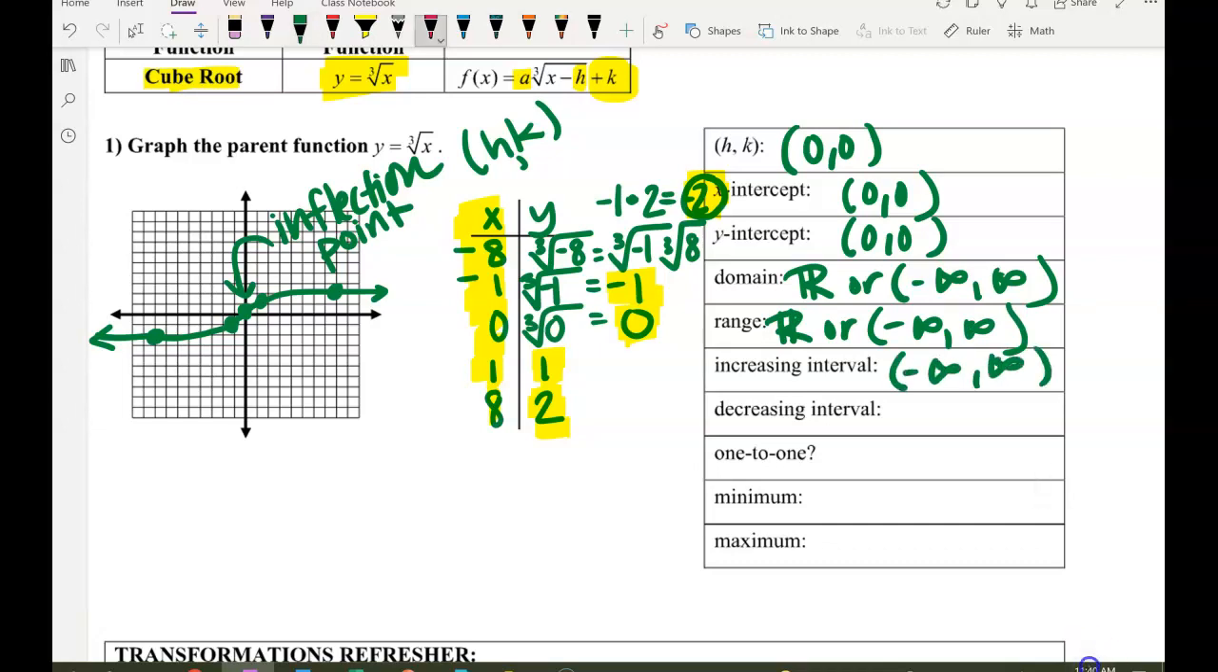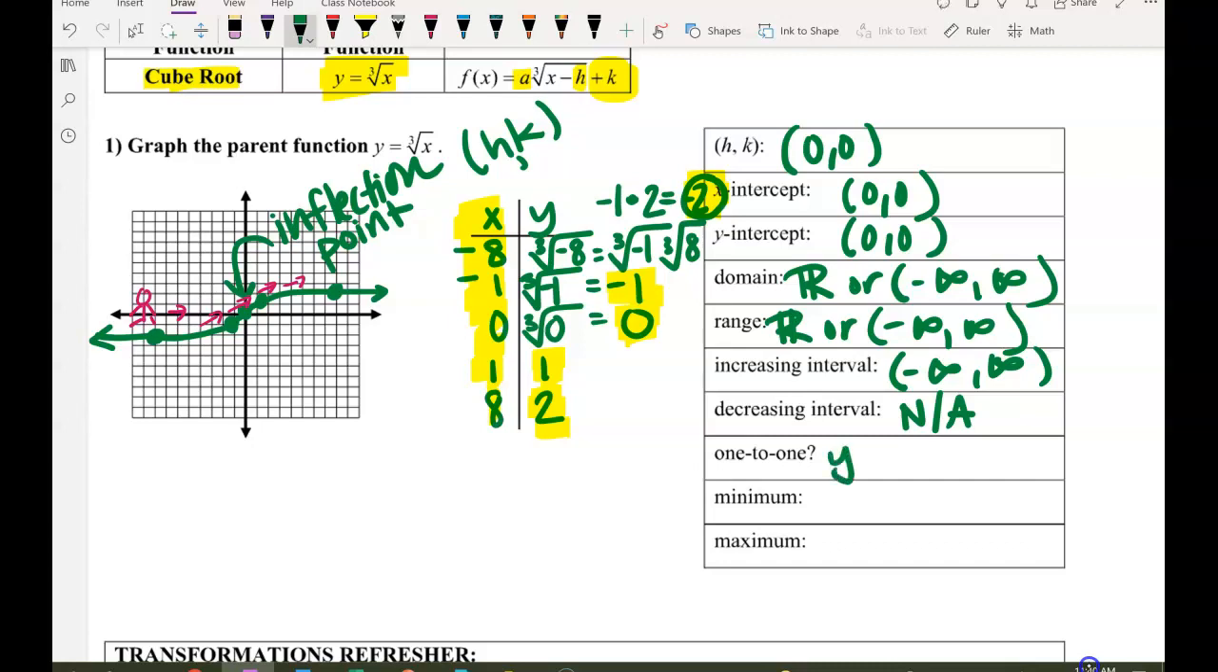Remember, increase and decrease is still going to be a little bit difficult for some of you. Increasing means that if we go from left to right, the y value goes up. So if the y value goes up, that means it is increasing. If it goes from left to right and the y value goes down, that is decreasing. So the entire domain is increasing, so decreasing is NA, or non-applicable.